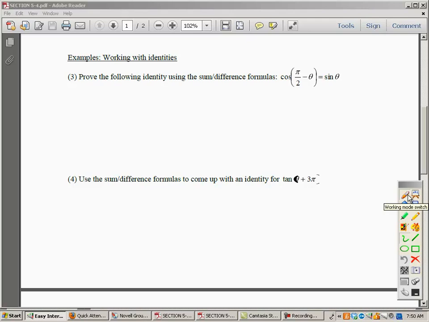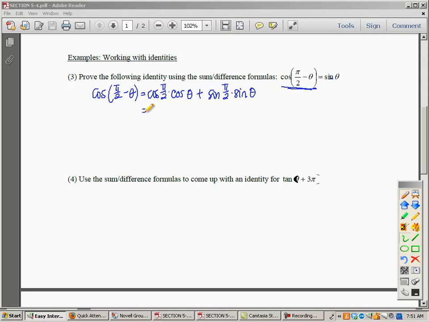We want you to prove this cofunction identity, and this is kind of the identity we just went through. So can we prove it using the sums and differences? Well, absolutely, because I know a formula for this. And my goal is to show that with the formula, I get this answer. Okay, so here we go. I'm going to do the cosine of pi over 2 minus an angle. The cosine formula says take the cosine of the first times the cosine of the second plus, because it's a minus, the sine of the first times the sine of the second.